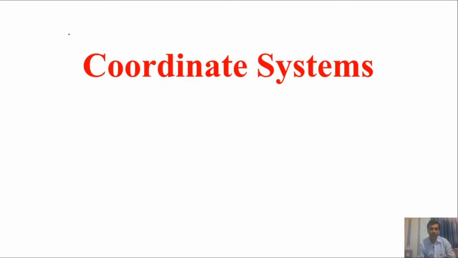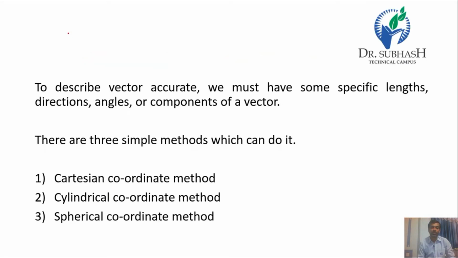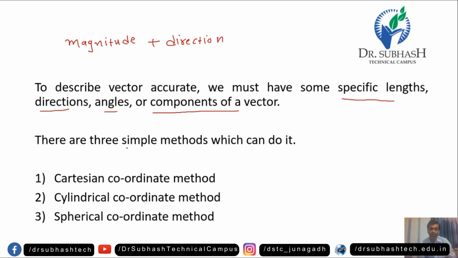Hello students, today we learn about coordinate systems. Here we use a coordinate system to represent a vector accurately. We know that a vector has magnitude plus direction. So to represent the vector we must have some specific length, direction, angle and the component of the vector, which can be done by three simple methods: a Cartesian coordinate system, cylindrical coordinate system and spherical coordinate system.